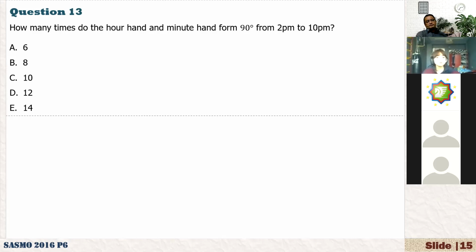How many times do the hour hand and minute hand form 90 degrees from 2 p.m. to 10 p.m.? Okay. Guys, think, and if you have an answer, leave it in the chat box. You have 2 minutes to do this question. But do not guess the answer, okay? Do it. Let me just see your solution, how we can solve this problem.